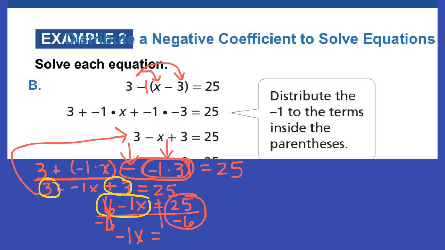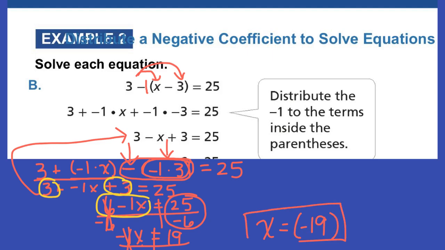25 minus 6 is 19. The opposite of multiplying by negative 1 is dividing by negative 1. And x will be 19 divided by negative 1, or negative 19. Those subtraction signs and negative signs, they get tricky, so don't get upset. We're just going to work through them slowly.